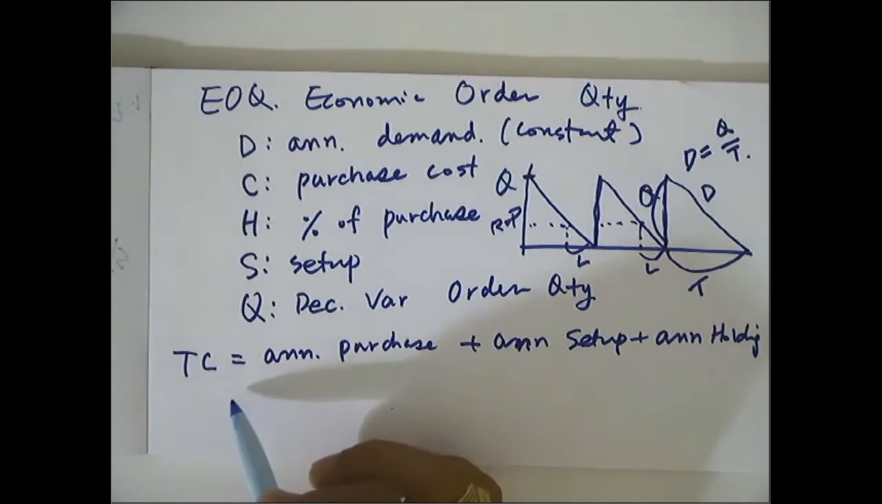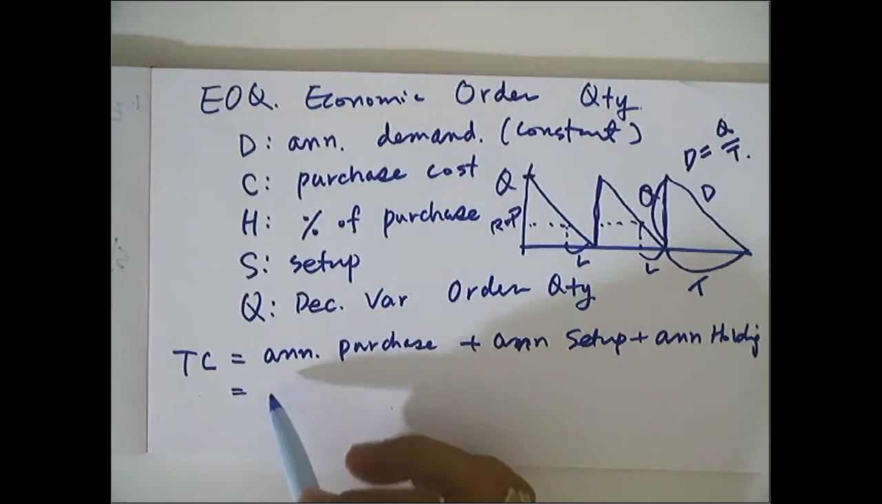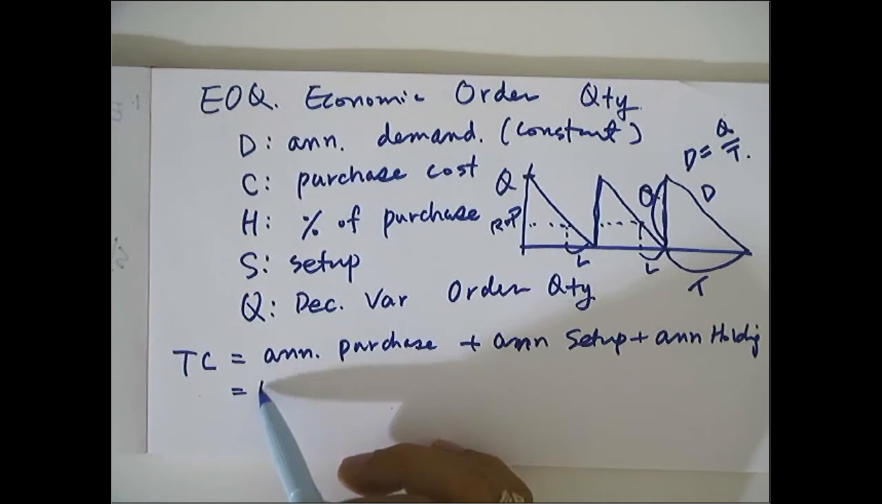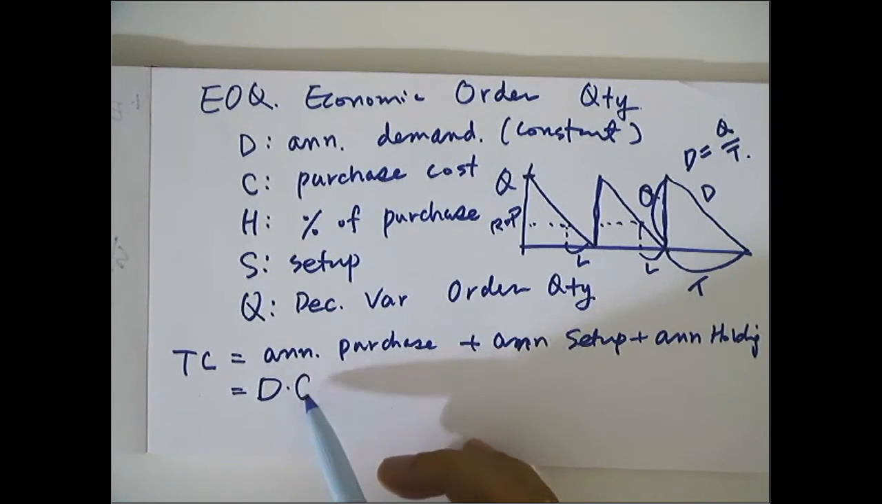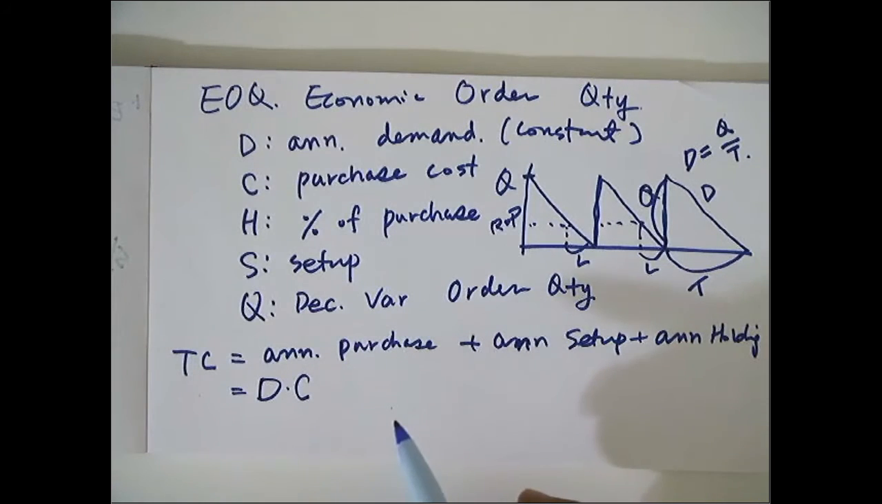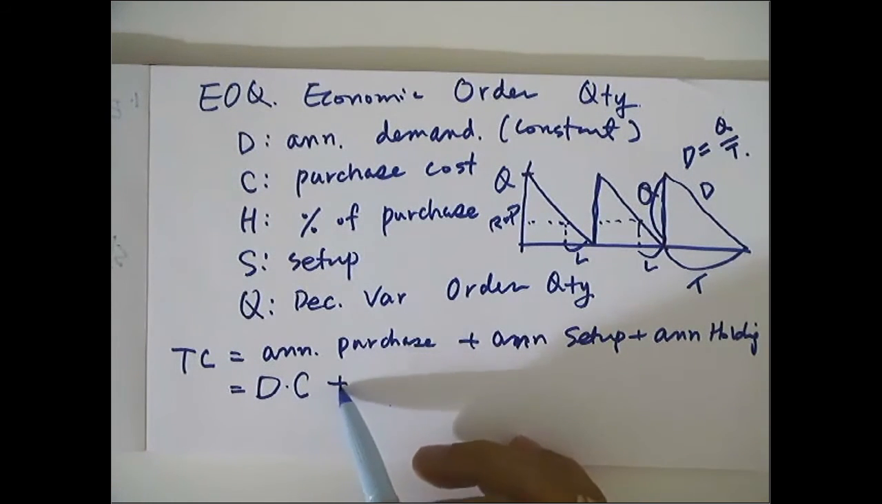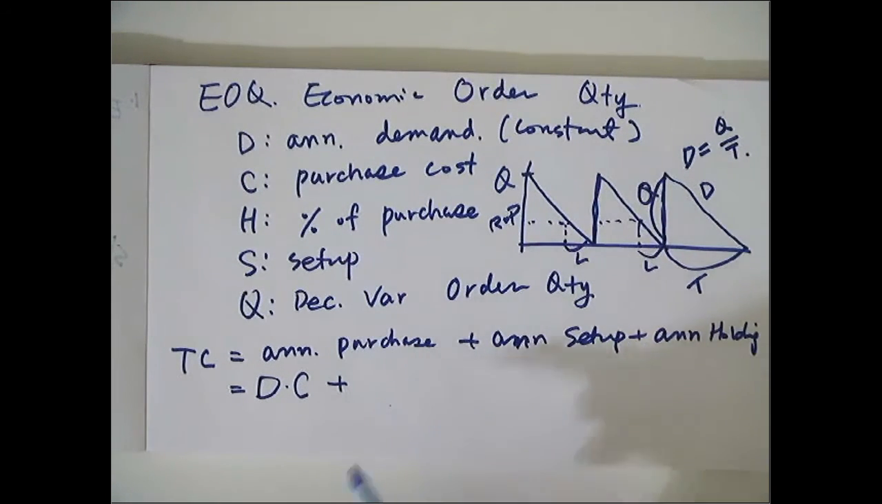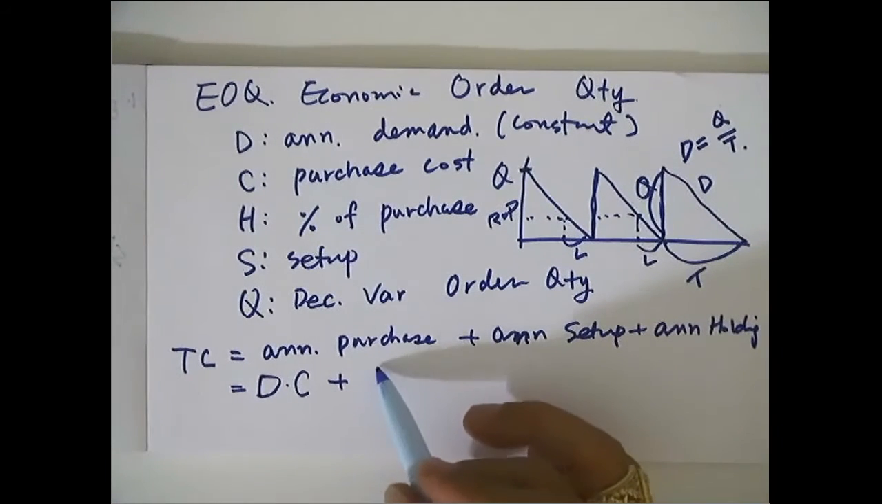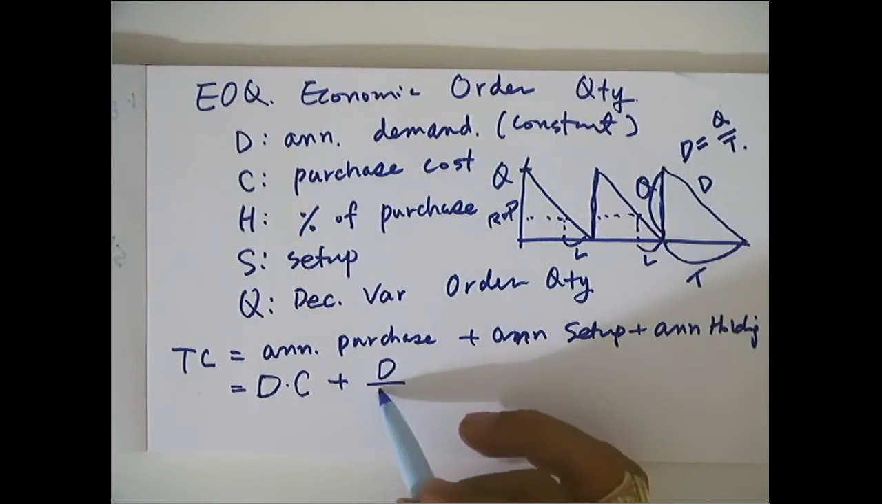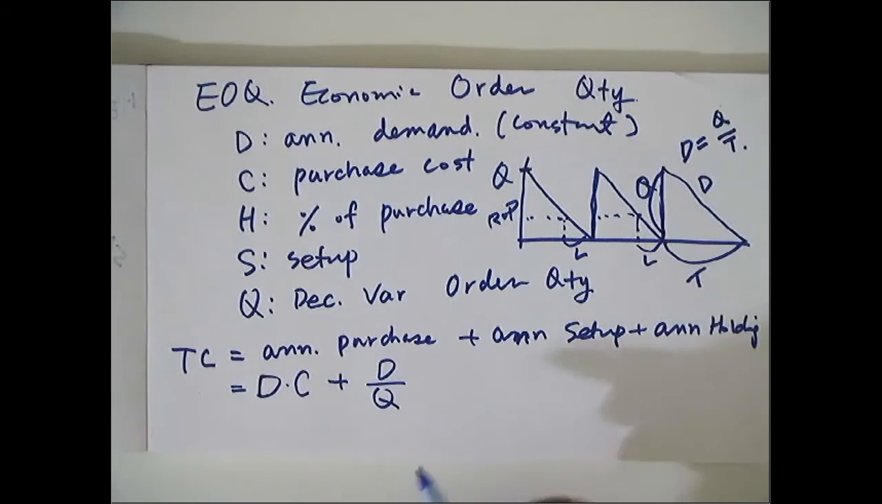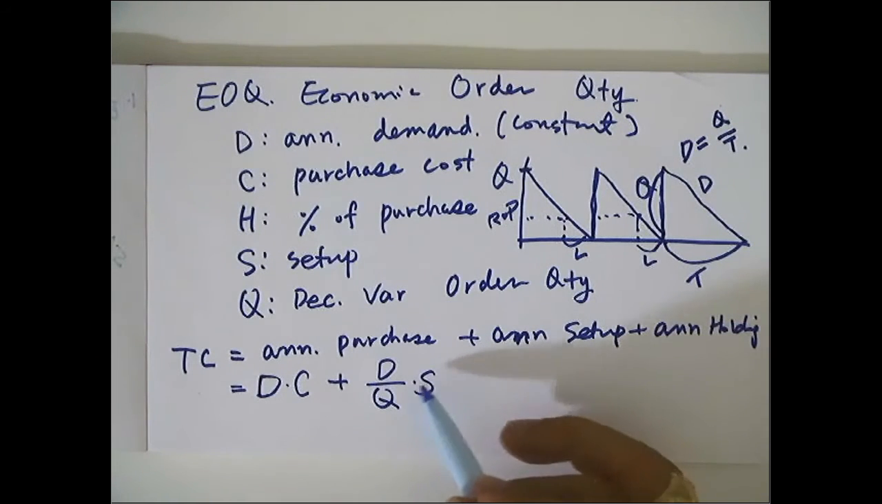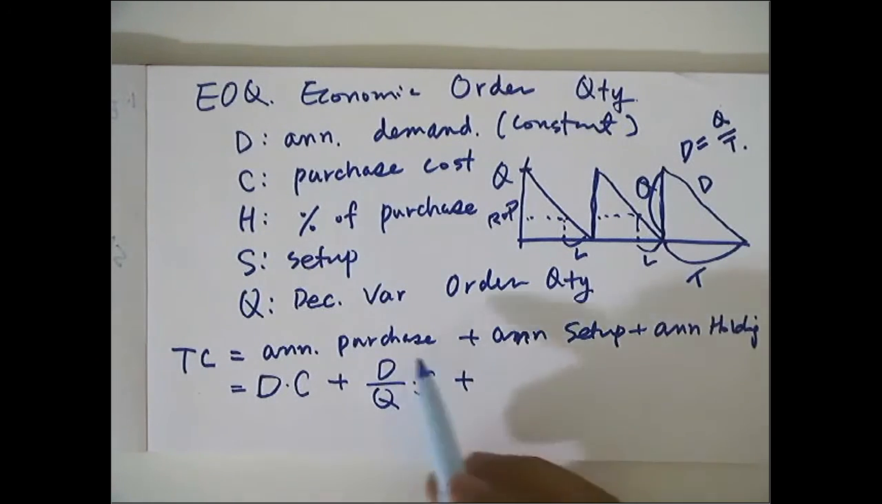Now the annual purchase cost. What is the total purchasing amount? It is D times the unit cost. This is the annual purchase cost. And what is the annual setup cost? How many setups do you have? We have total demand D divided by Q, which is the number of setups, and we multiply by S, the setup cost.